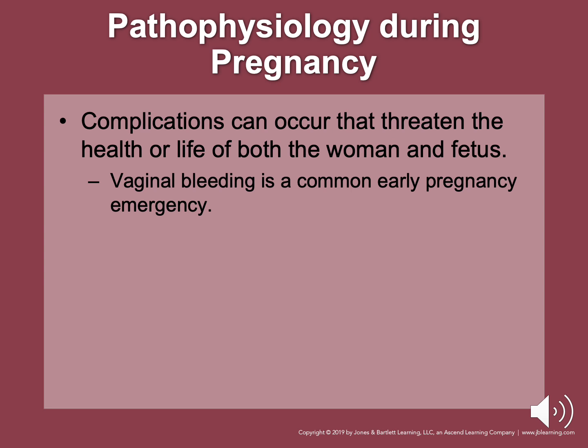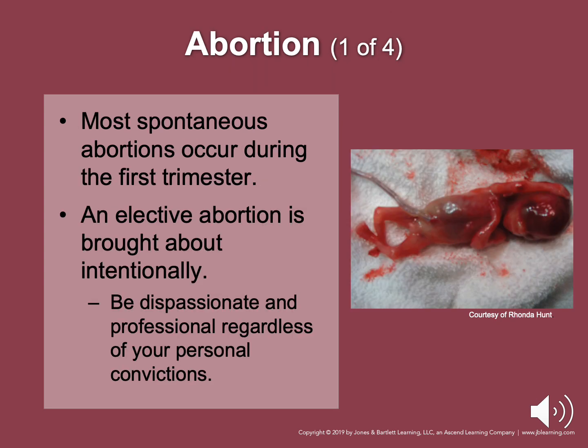All right, complications can occur during the pregnancy that can be threatening to the health or life of both the woman and the fetus. Vaginal bleeding is a common early pregnancy emergency. So most spontaneous abortions occur during the first trimester before the placenta is fully mature. Elective abortion is brought about intentionally, and be dispassionate and professional, regardless of your personal convictions. These mothers make a choice.